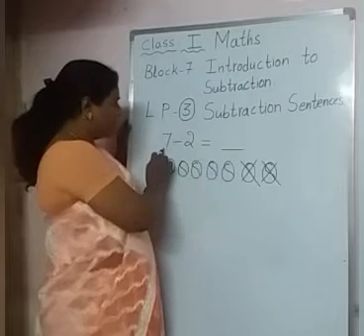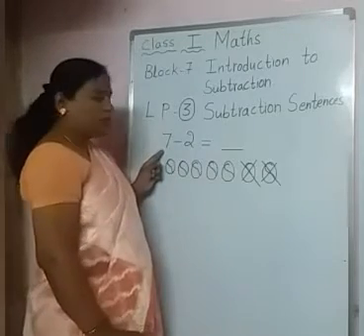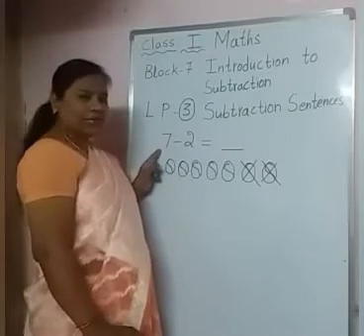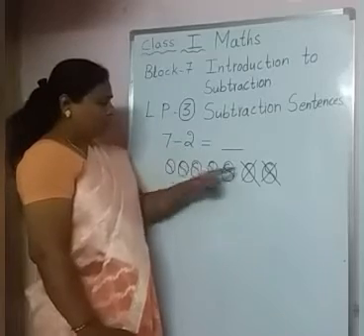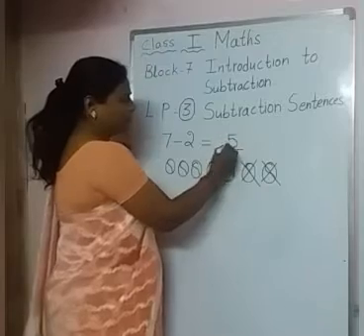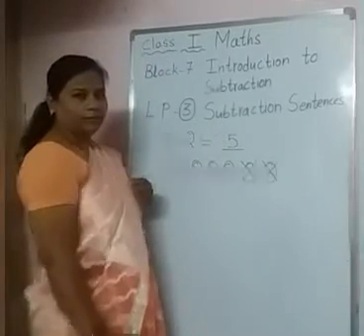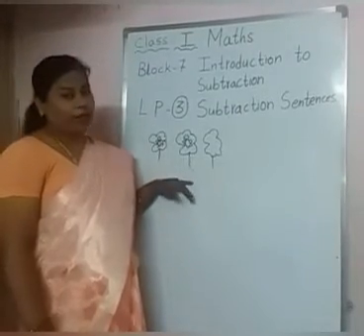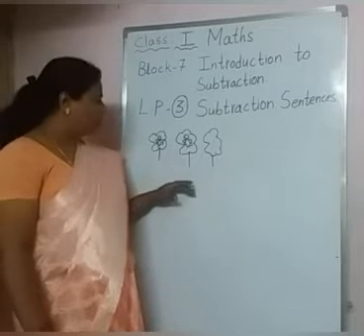First, how many balls were there? 7 minus 2. We remove 2. Now how many are left? 5. Okay children? Children, listen to me very carefully. This is very important.